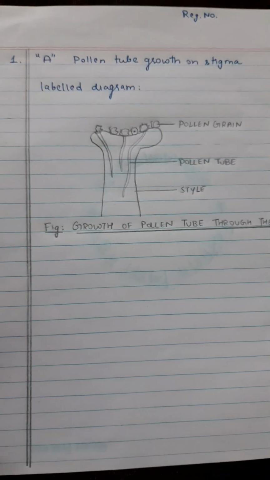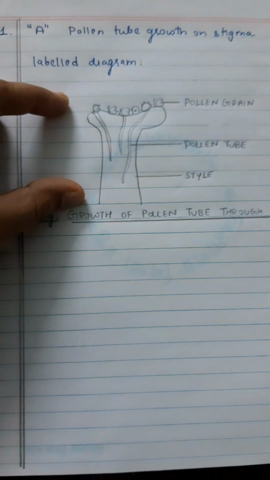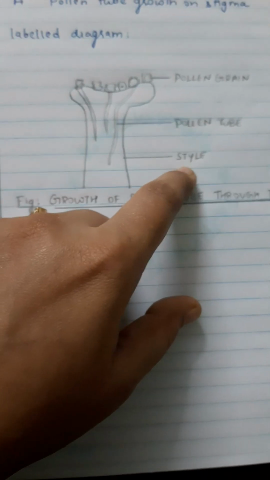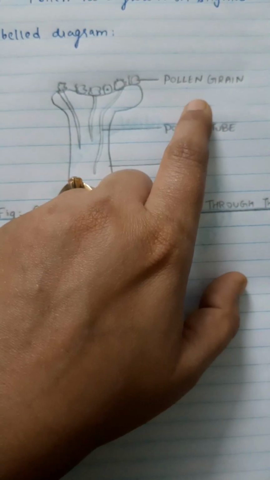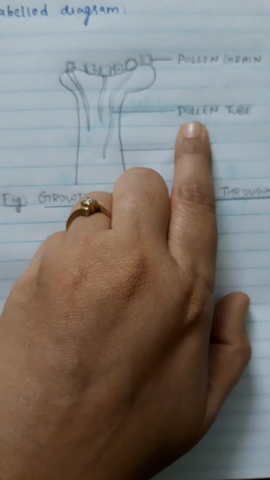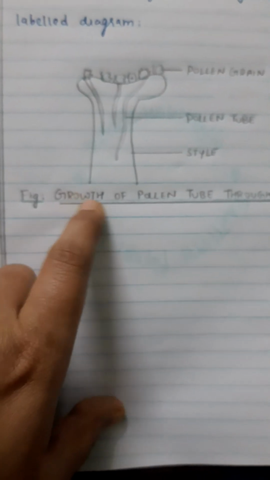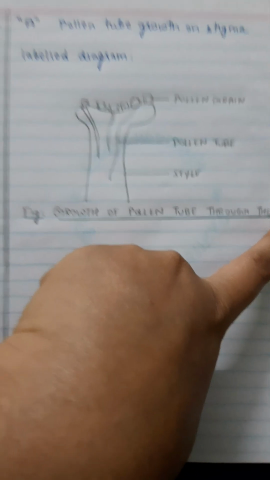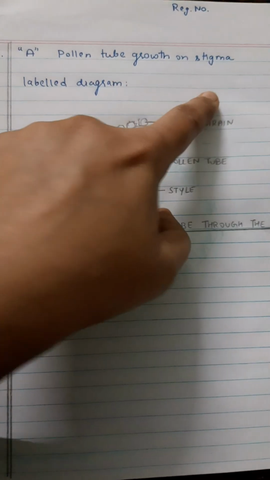So if you get the question on the pollen tube growth on stigma, you have to draw the labeled diagram. You have to prepare a slide, and your slide should show all the details of how the pollen has germinated. You have to mention the pollen grain, pollen tube, then the style, and you have to write a footnote, that is growth of pollen tube through the style. So you have to write the footnote as well. So this is for the experiment pollen tube growth on stigma.